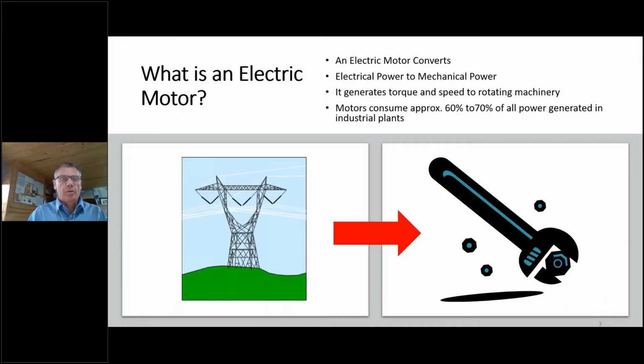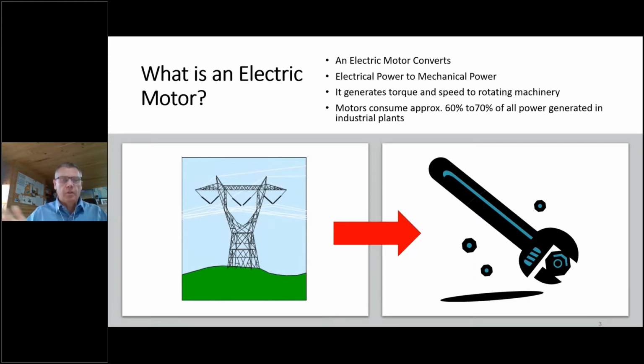So what is an electric motor? Essentially, an electric motor takes electrical power and converts it to mechanical power. Typically in most applications, what does the customer or end user want? They want torque and speed. That's really what they're after. How that's produced is not a lot of people's concern, but really what we're trying to do is get rotating power and control that speed.